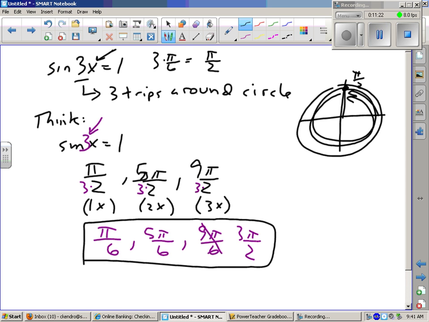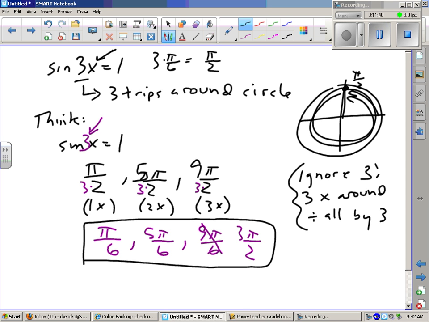Okay, so basically what you do is you ignore the 3, and you go 3 times around the circle, and then you divide all answers by 3. That's the process. And if that were a 2x, these would all change to 2's. So it just depends on what number is there.